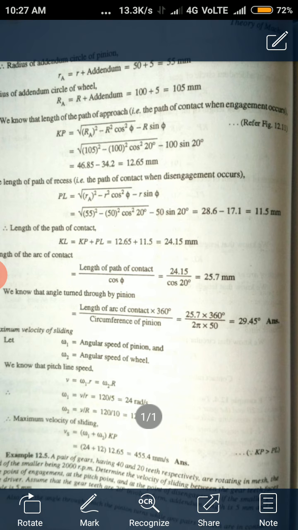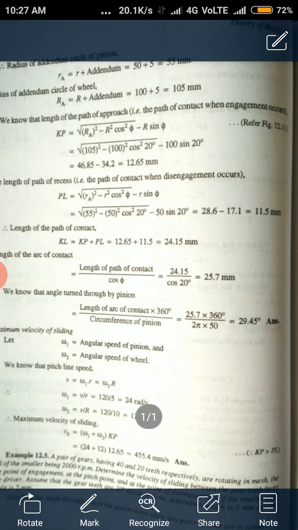Once you know the length of the path of contact, we can determine the length of the arc of contact, that is equal to the length of the path of contact divided by cos phi. So that's equal to 24.15 divided by cos 20 degree. So that's equal to what? 25.7 mm. So that is the length of the arc of contact.